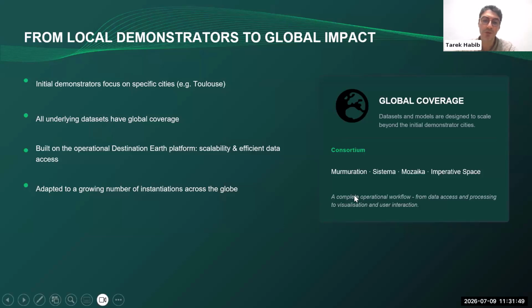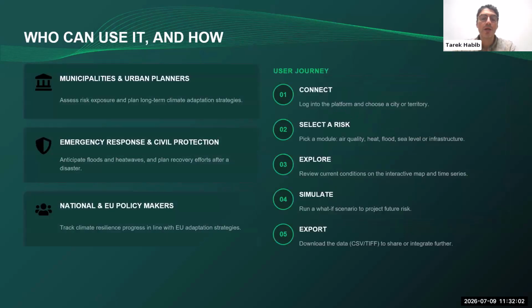The consortium was composed this time. It wasn't only Murmuration working on this. The implementation was composed of Systema, Mosaica, and Imperative Space, along with Murmuration, that put all of these demonstrations in place. Who can use the service? So it's municipalities and urban planners, emergency response and civil protection, national and EU policymakers. The user journey is again quite similar to the Tourism Square one, where you connect to the tool, select a risk, for example, air quality, heat, flood, etc. Then you explore the data, simulate, and then export at the end.